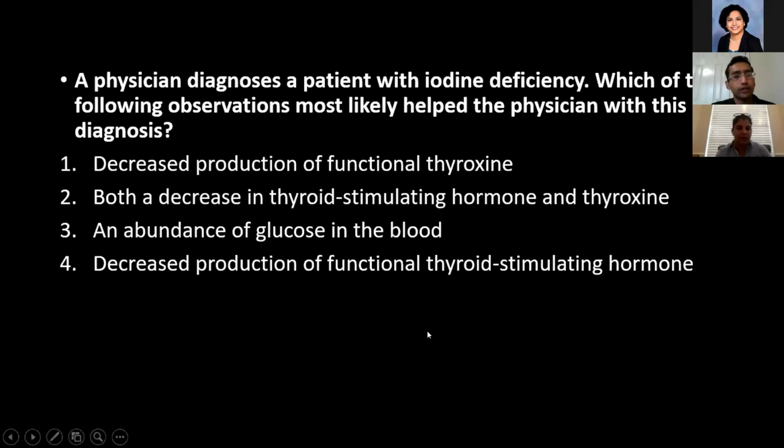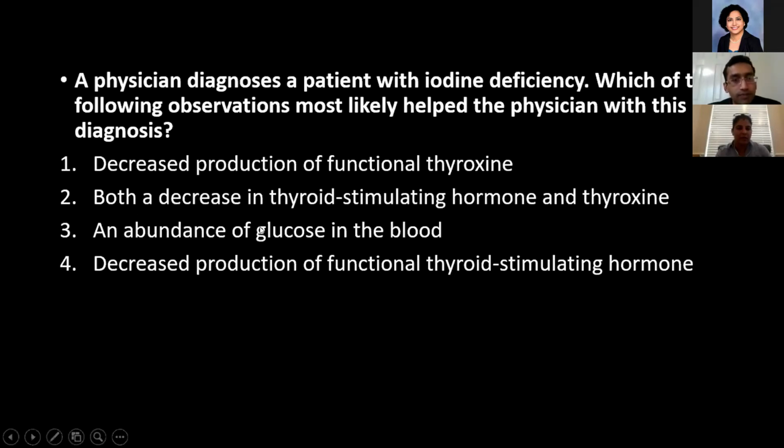So now, quick question. A physician diagnoses a patient with iodine deficiency. Which of the following observations would most likely help the physician with this diagnosis? So let's solve it together because we don't have too much time. The first option: decreased production of functional thyroxine. Now, if you think, okay, iodine deficiency, what will it cause? Obviously, I told you that 3 iodine molecules form a T3. So I think the first option is the best option, but you have to read all 3 options before answering.